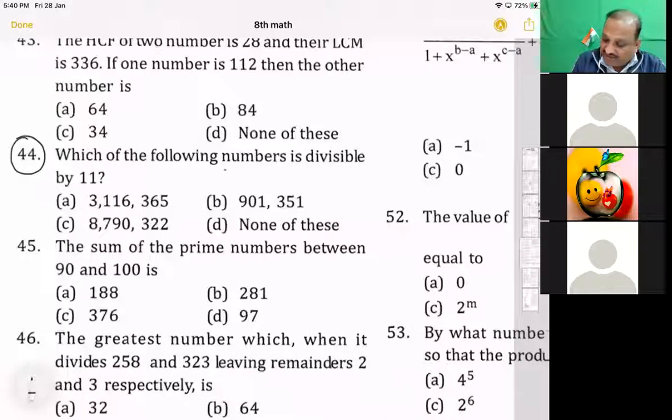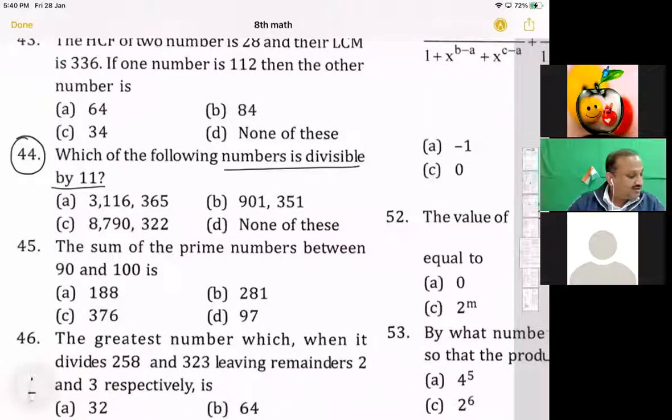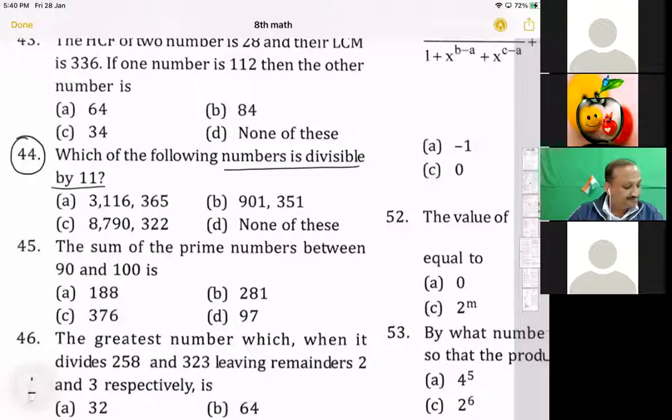Which of the following number is divisible by 11? Anji, can anybody tell me how we will check it? Anyone? Okay, Arjun, how we will check it? Sir, we'll take the alternative digits and add them. That is, we'll group all the odd numbers and even numbers and add them. Then we'll find the difference of odd number and even number. If the difference is divisible by 11, then the whole number is divisible by 11.